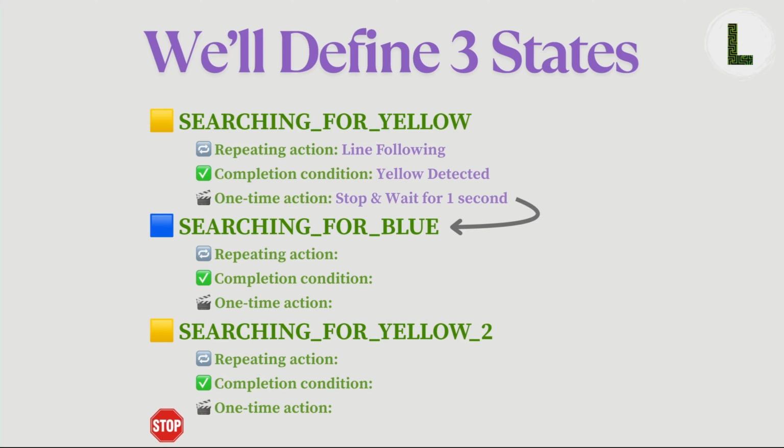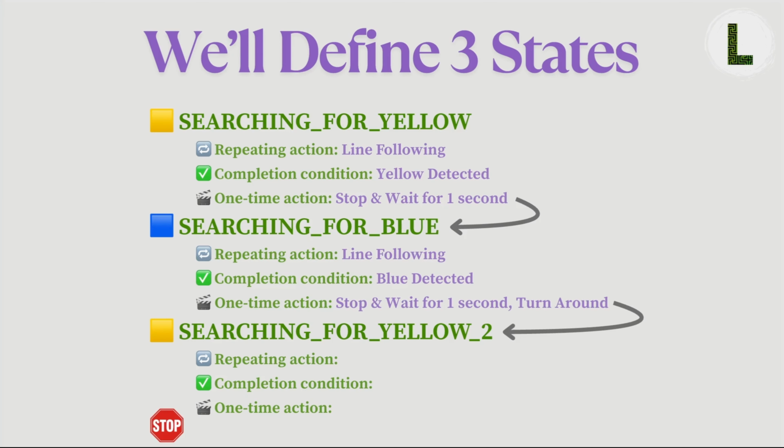Okay, let's continue. In the searching for blue state, our repeating action is once again line following. Our completion condition is blue detected, and our one-time action is stop and wait for 1 second and then turn around 180 degrees. Then we'll transition to the searching for yellow 2 state. Great job if you got this right.